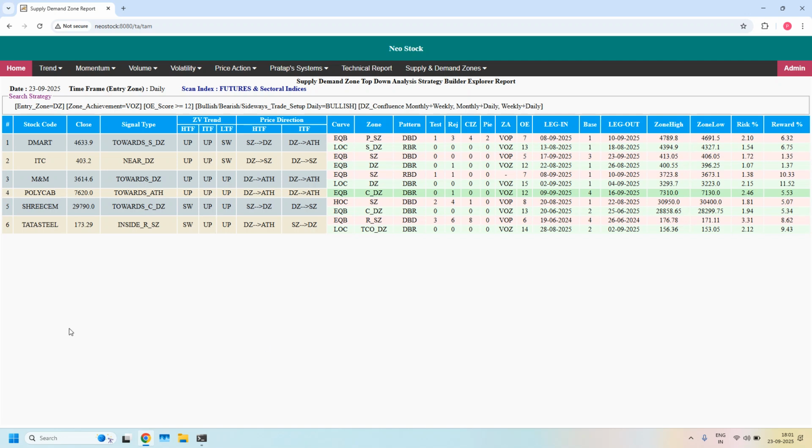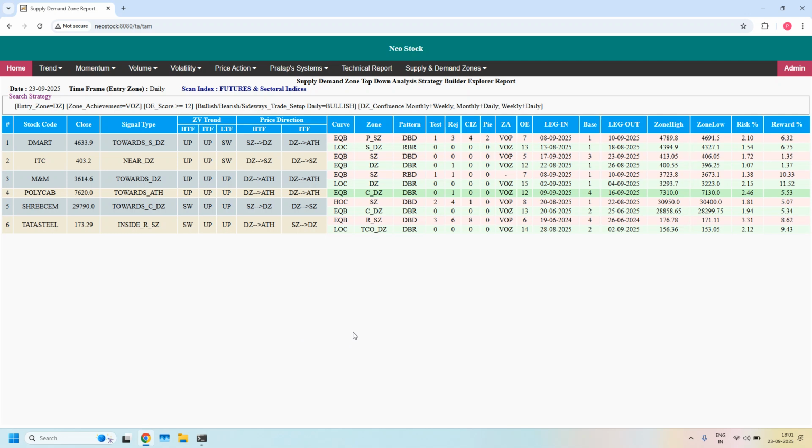So we got 6 stocks. In all the 6 stocks, the daily demand zones are overlapped with the weekly demand zones, and both together are again overlapped with the monthly demand zone. The monthly trend, the HTF trend, is uptrend in 4 stocks. So in these 4 stocks, we should verify whether any monthly demand zones have monthly EMA.